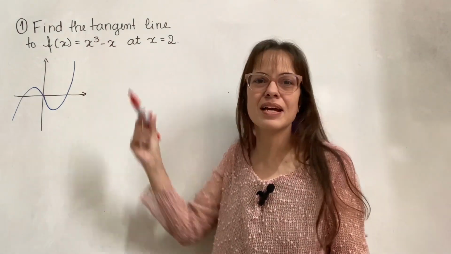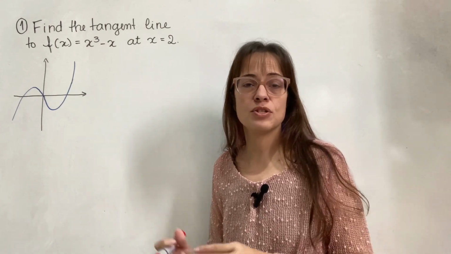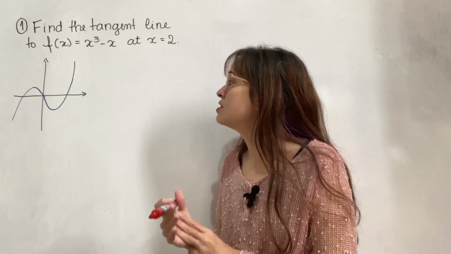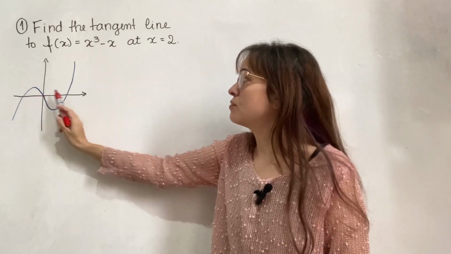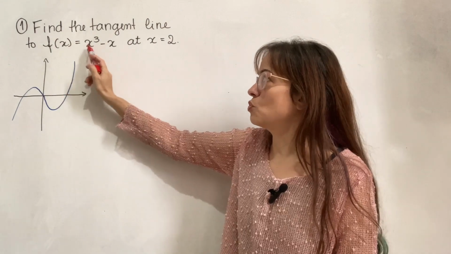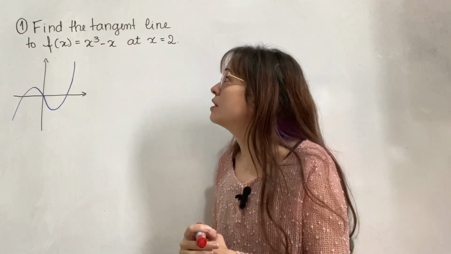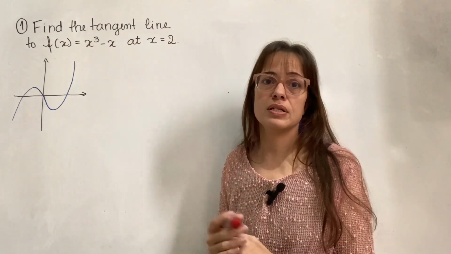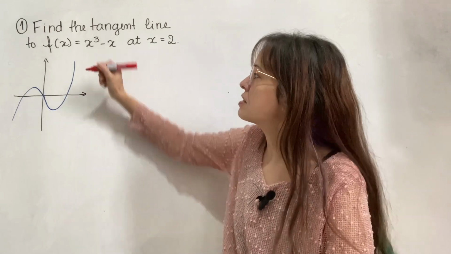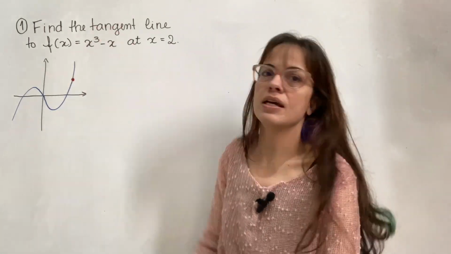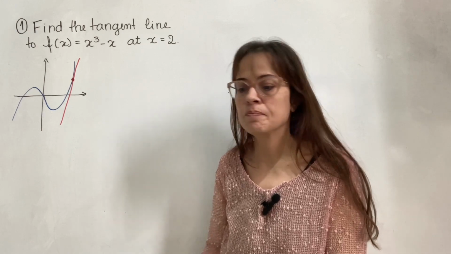x cubed minus x is a polynomial of degree 3. It has three distinct zeros, which are x equals 0, f of 0 is 0, f of 1 is also 0 because 1 cubed minus 1, and f of minus 1 as well. And the point that I'm asking about is x equals 2, which is after all of that stuff. So I'm going to put it kind of here, and that is the tangent line that we want to find.